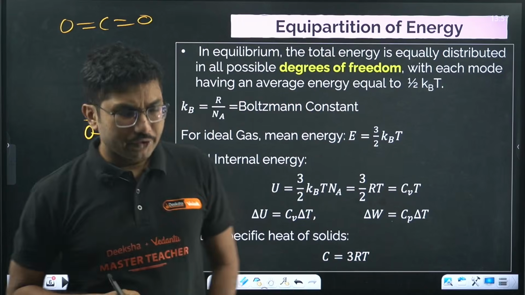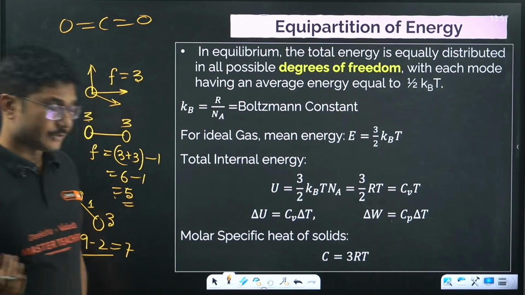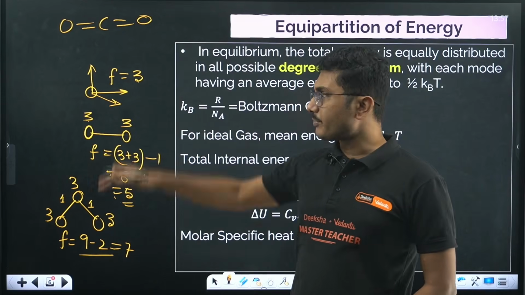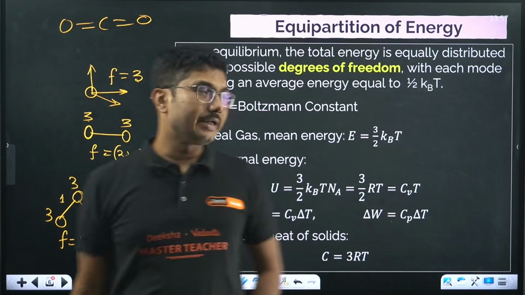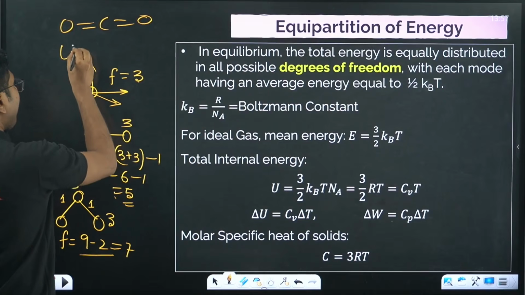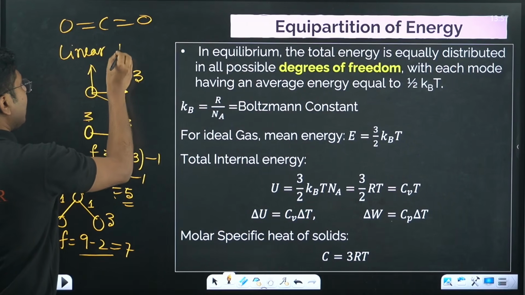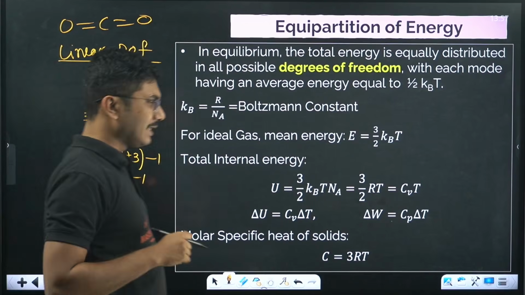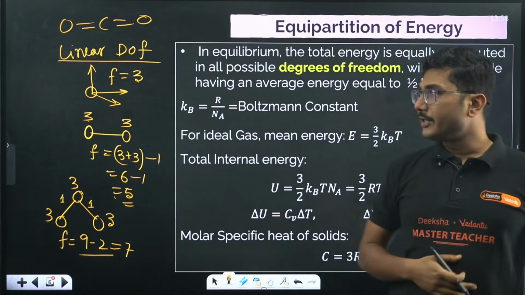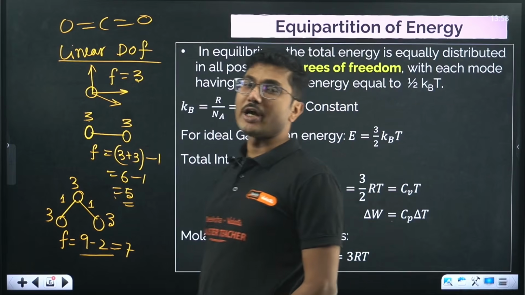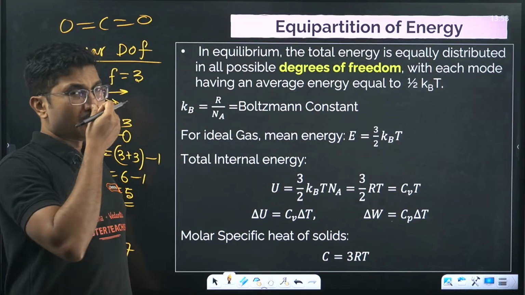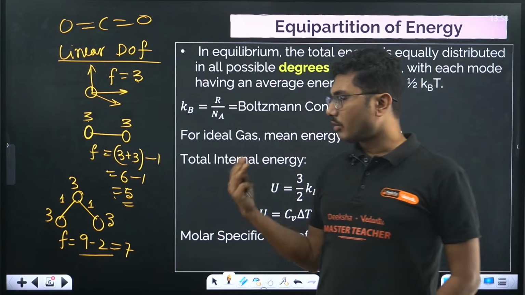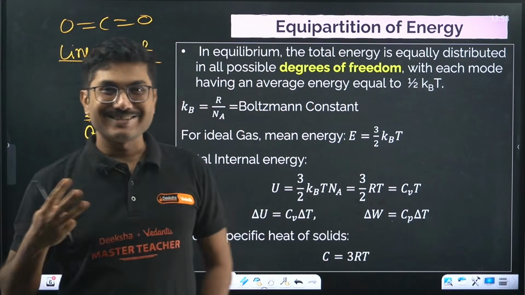Now one more important thing is that in case of solids, apart from linear degrees of freedom, these are all called linear degrees of freedom, DOF. DOF is degrees of freedom. In case of solids, apart from linear degrees of freedom, we also have something called vibrational degrees of freedom. Vibrational degrees of freedom are considered generally 3. For solids, you have to add an extra 3.